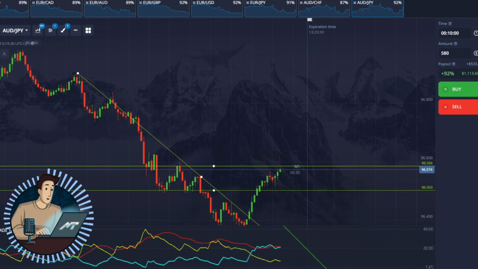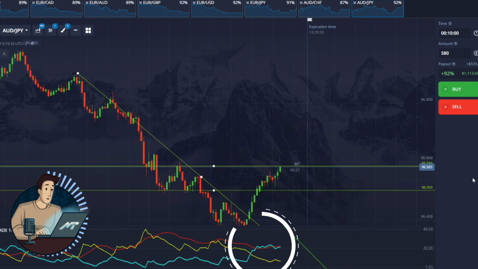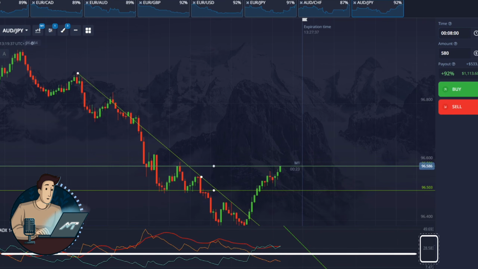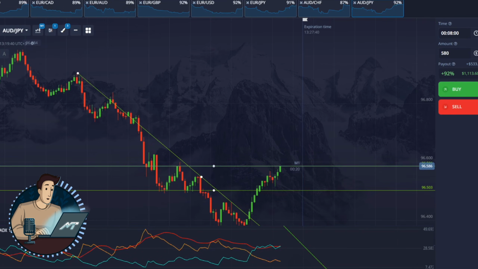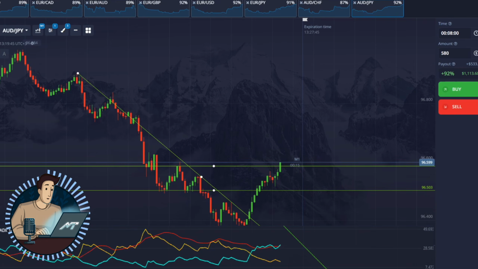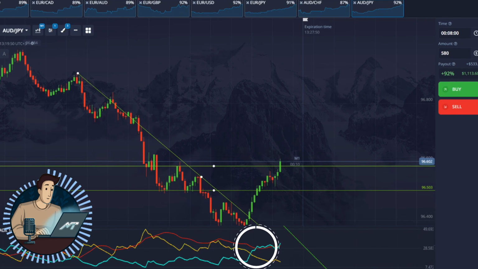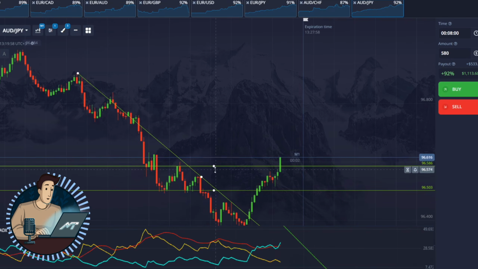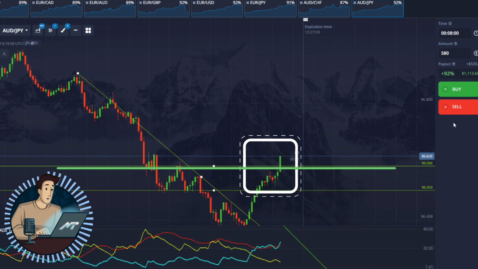To confirm the trend reversal, let's look at the ADX indicator. The red line is above the 25 level, indicating a strong trend. But since we encountered a reversal pattern, we need to ensure the new trend is strong. Notice the turquoise line is rising and crosses above the red line. This means bulls are taking control, confirming the trend change.